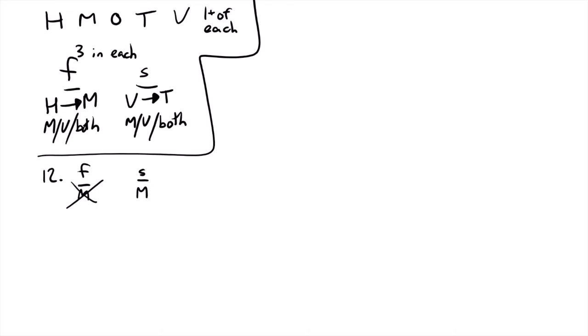First of all, both groups have to have an M or a V or both. Now, we've taken care of that in the spring, but the fall won't have M, which means the fall has to have V in order to satisfy this rule. So we can start with that.